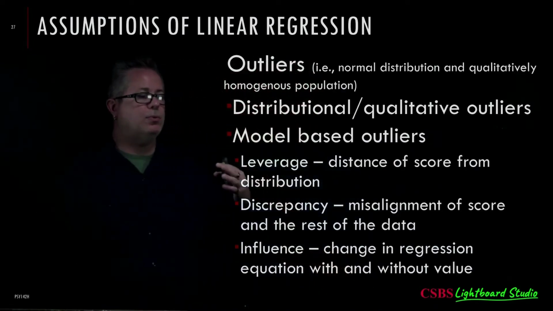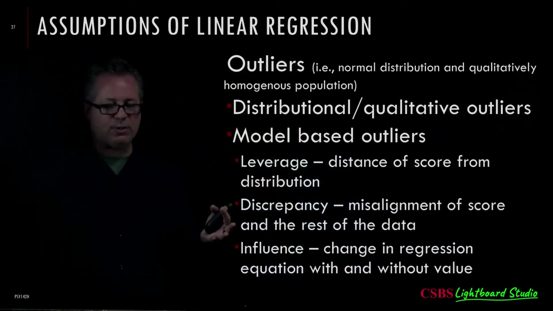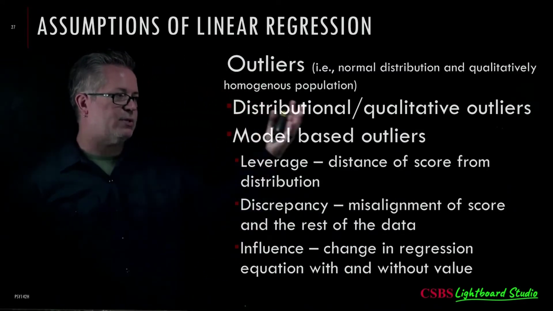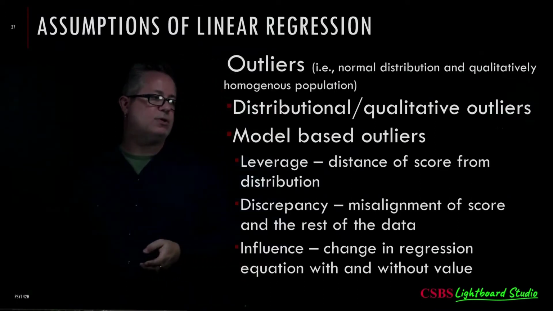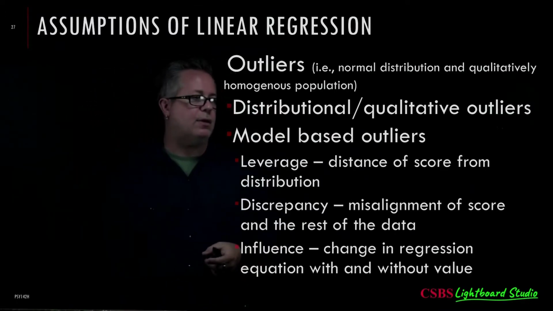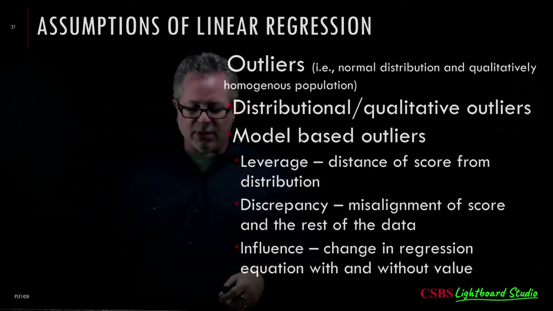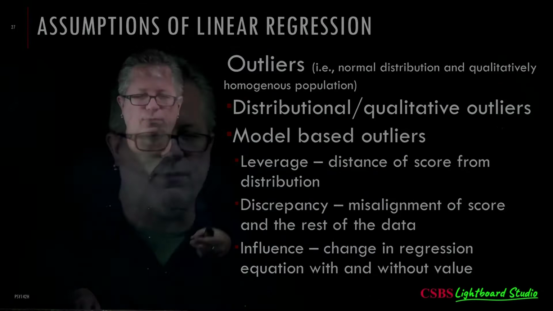So with most of these normally distributed assumption type models, we're assuming there are no outliers, right? Because of normal distribution and qualitative homogeneous population. And again, distributional and qualitative outliers, we're used to looking at distributional ones. A score sort of sticks out a little too far in a distribution, or we calculate their z-scores, and oh, look, it's got a higher than 3.3 z-score or something, so it's likely very different than the rest of the population, the rest of the distribution.